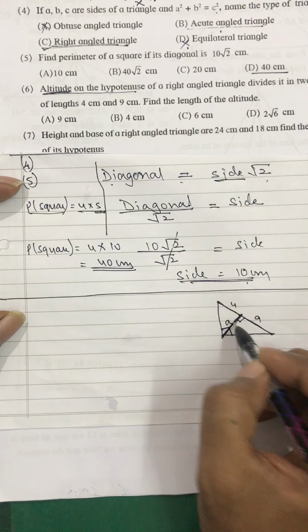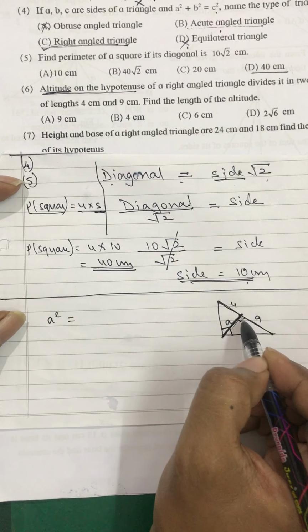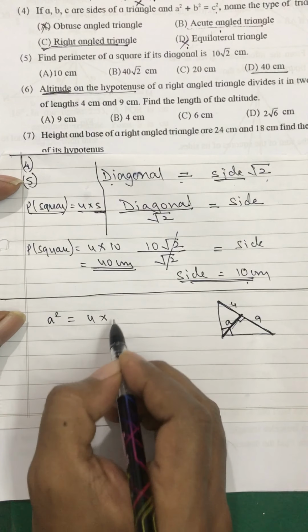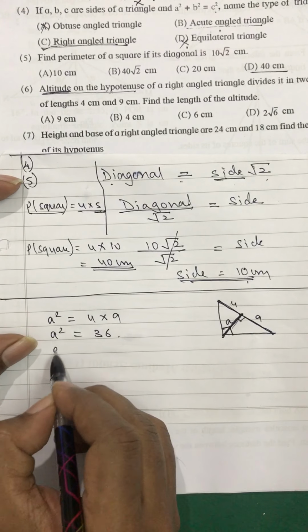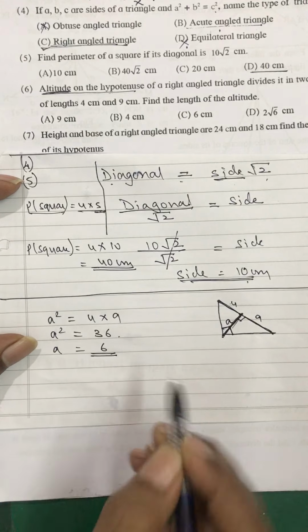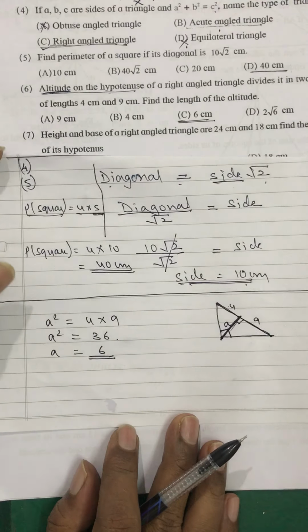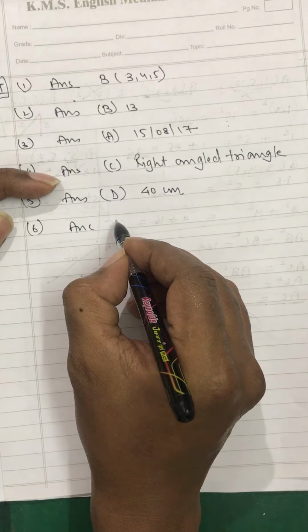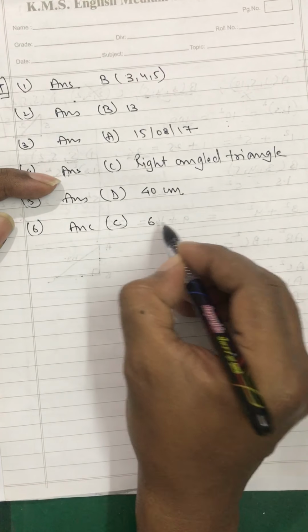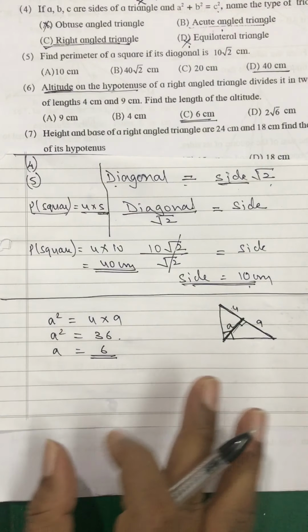Let the altitude be A. So you will get A square is equal to 4 into 9. 4 nines are 36. So A is equal to 6. Do you have 6 over there? Yes. So your answer is C, 6 centimeter.